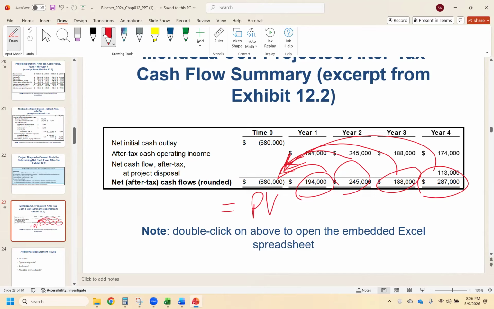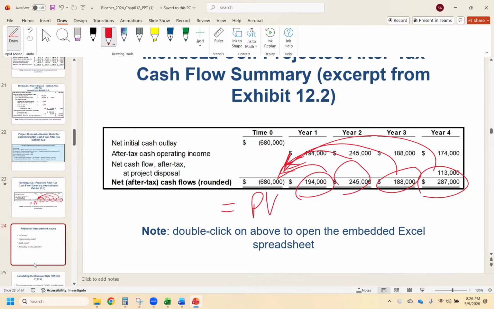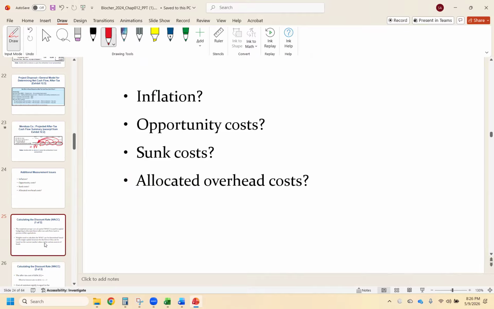And the cool thing, though, is that we can then compare 2 different projects with each other and see which one we want to do more. And especially if we have limited funds to invest.